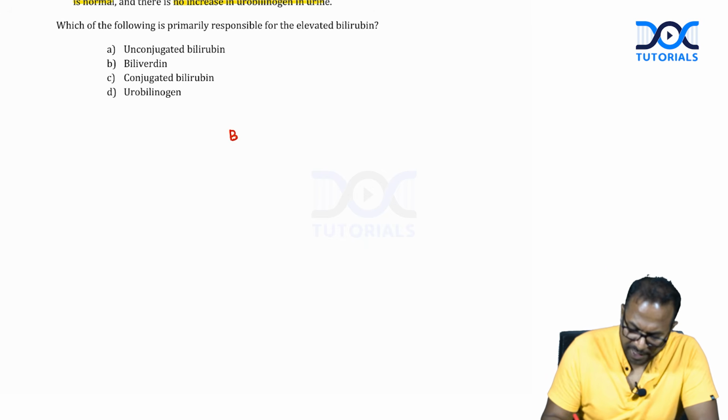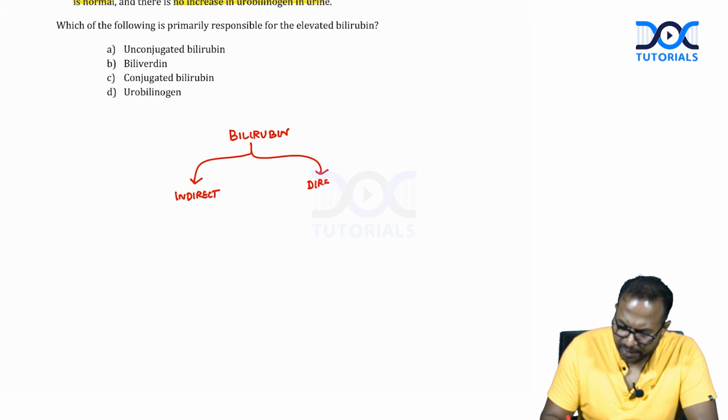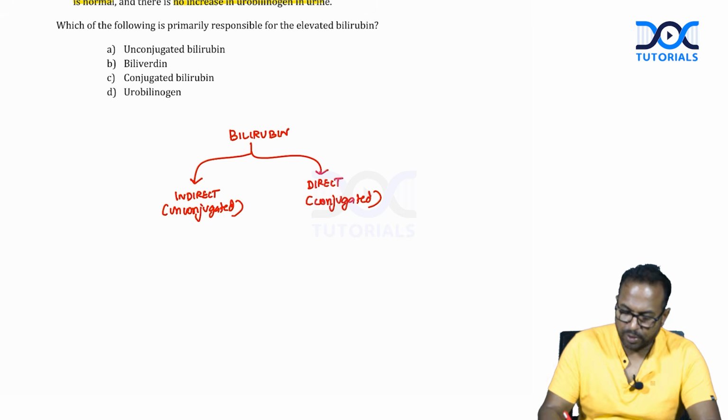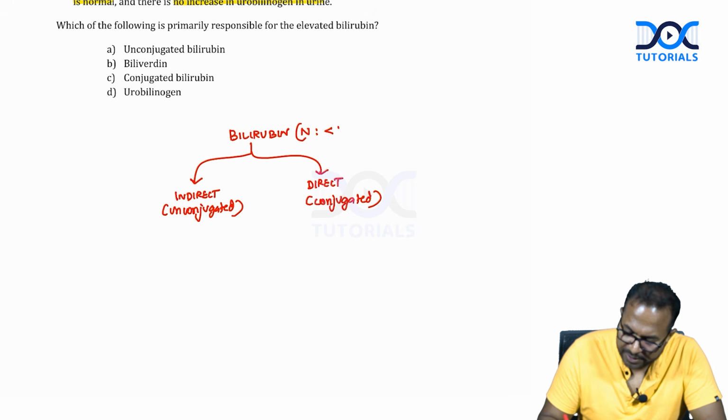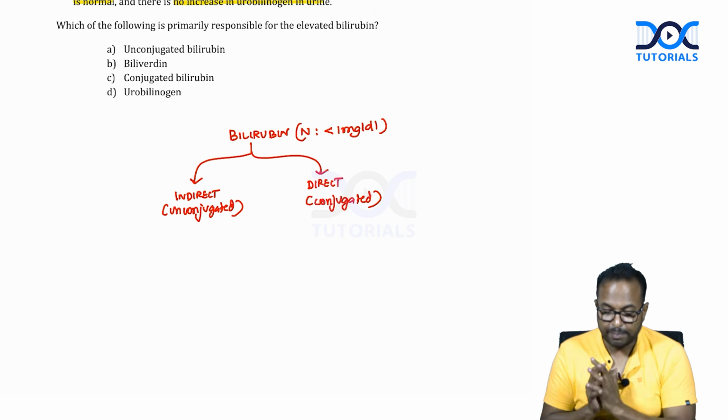So here you should understand the biochemistry. When we do a liver function test, two bilirubin values are measured. One is indirect bilirubin, another is direct bilirubin. Direct is nothing but conjugated bilirubin, and indirect is unconjugated bilirubin. Both are usually measured. The normal value of bilirubin is less than 1 milligram per deciliter.